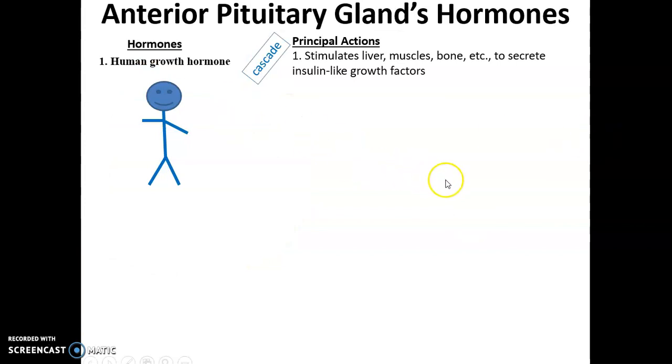First of these hormones is the human growth hormone. Human growth hormone stimulates many functions in the body, stimulating the liver, muscles, bone, etc. to grow by secreting insulin-like growth factors. And it sort of acts like a cascade effect, so that the small amount of growth hormone produced has a big effect throughout the body. There are many, many cells in the body that have receptors for the human growth hormone. So it's a full body effect.